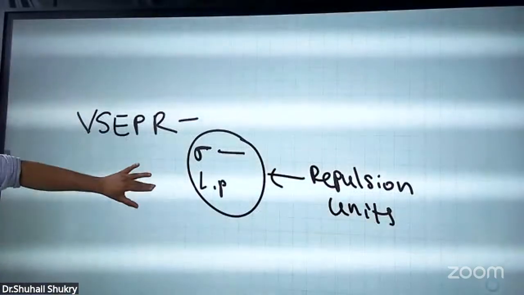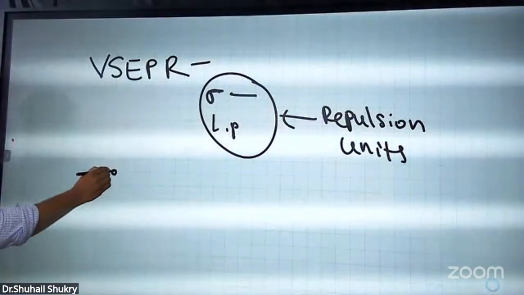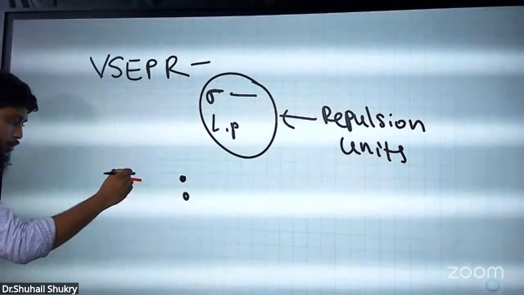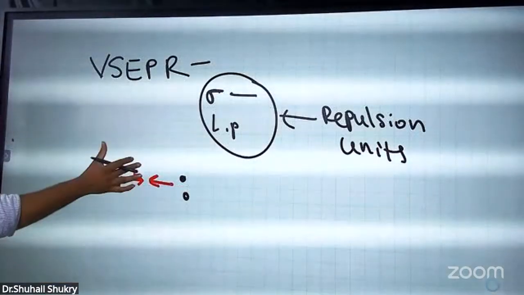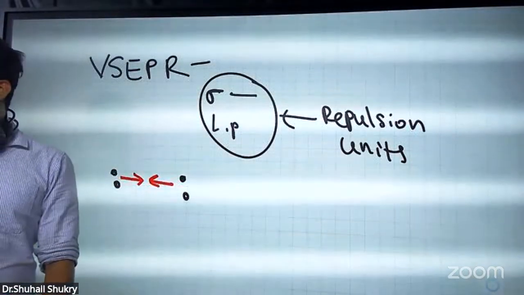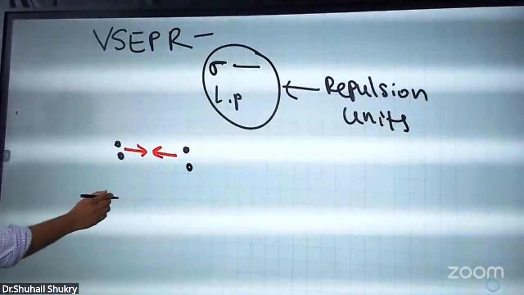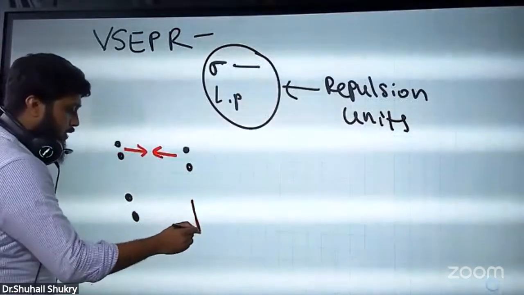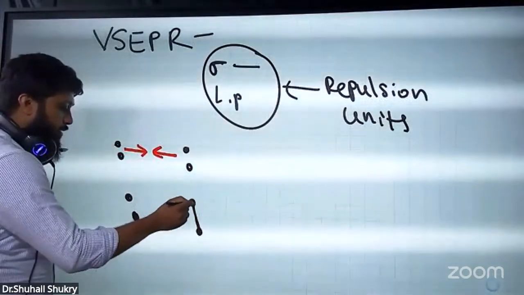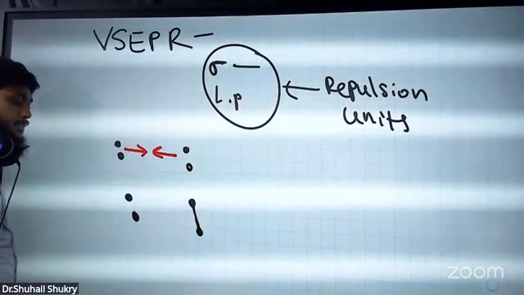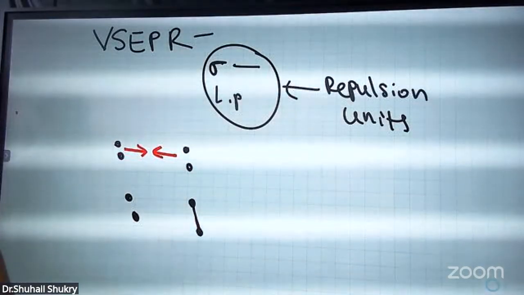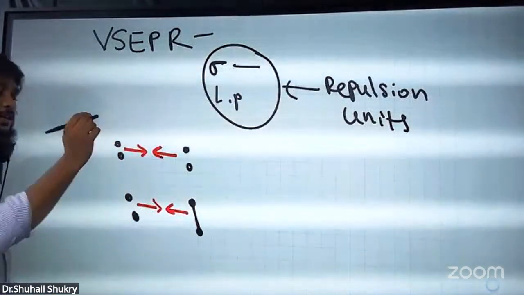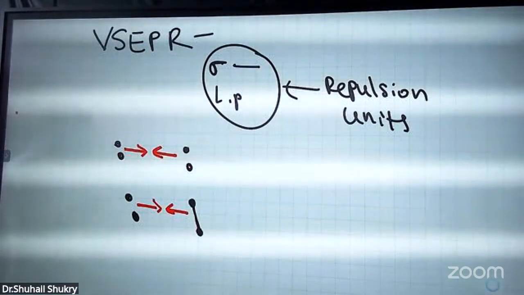Again, say two lone pairs are there. This is a lone pair, and this is another lone pair. This lone pair will push the other lone pair because both are negatively charged. Say this is a lone pair, and this is a bond. Bond means I'll just put a line, and inside this line there are electrons, one here and one here. Then this lone pair will push the bond, and the bond will push the lone pair. There is also a repulsion.